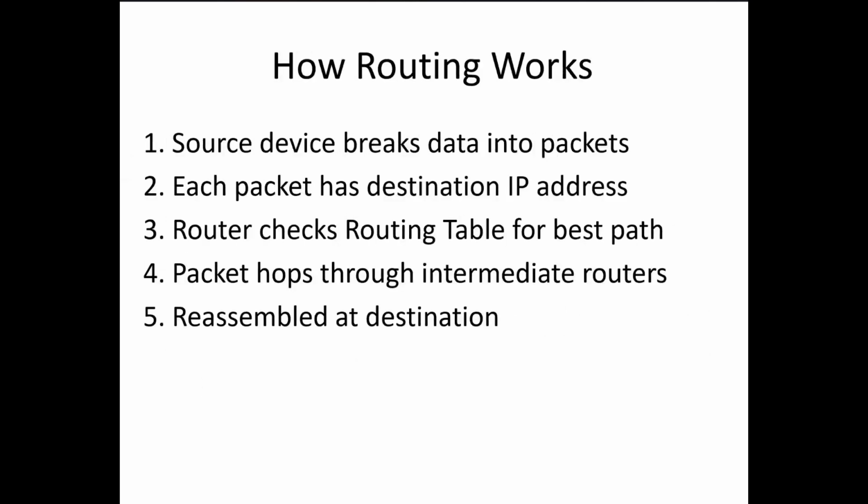Now, how does routing work? Firstly, the routing will start from the source node, right? The source node will have all the data. So the first step is that the data is broken down into multiple data packets, and then each data packet will have the destination IP address, right?